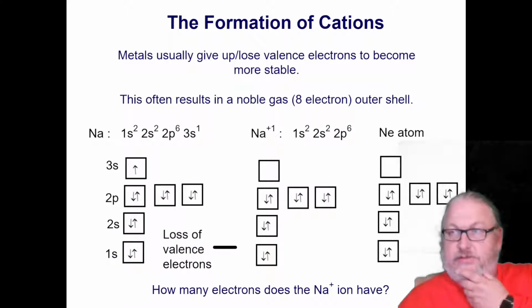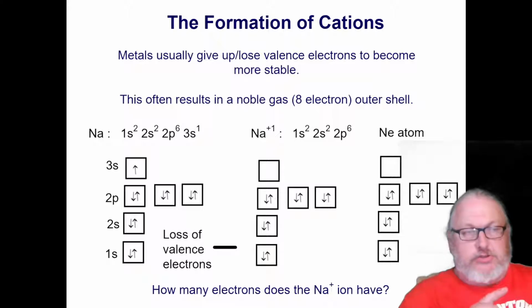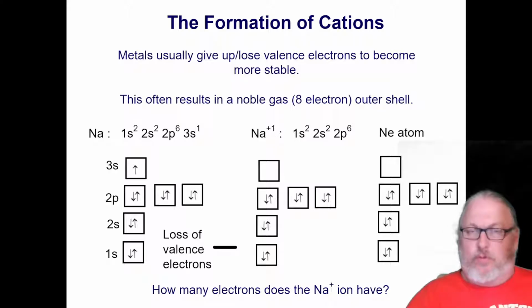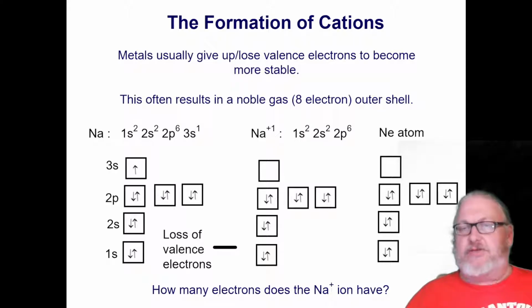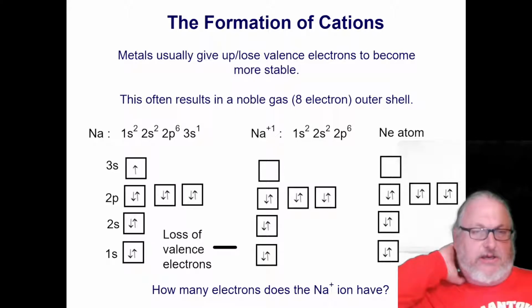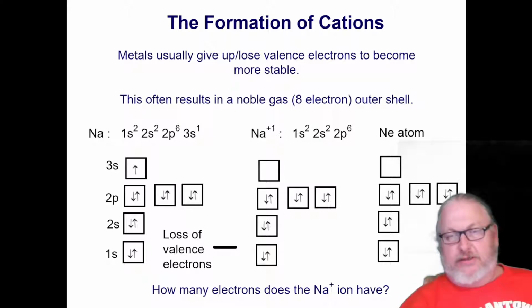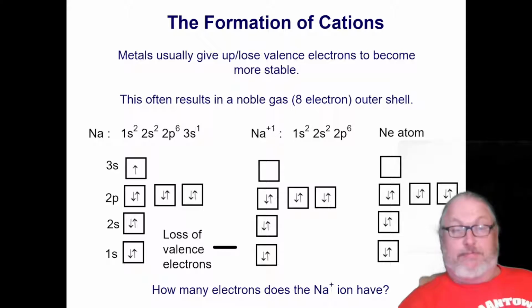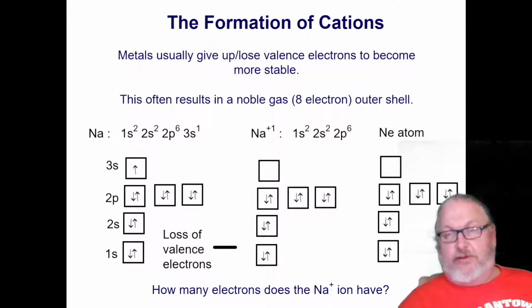Okay. So, metals will usually give up the valence electrons to become more stable. And what happens is this will result in a noble gas configuration, a noble gas outer shell, an s2p6 outer shell. So sodium, if you look at the configuration diagram, it's got a 3s electron. It loses that electron, it becomes happy, it becomes more stable because all of its energy levels, all of its orbitals are filled with electrons.